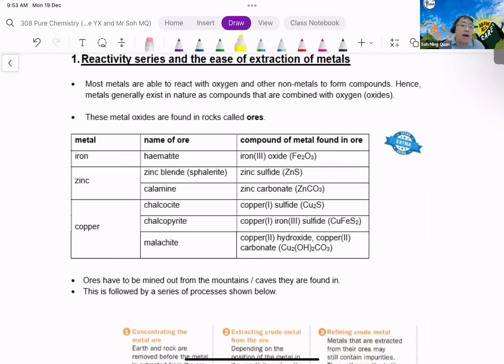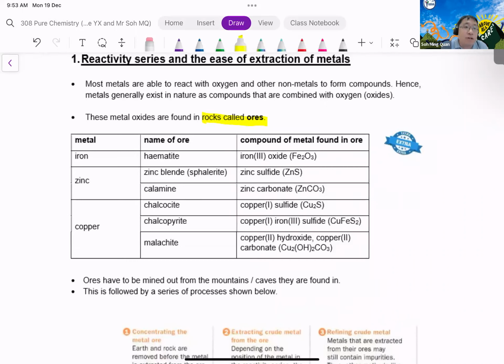So it is very unlikely that the metal exists as an element on its own. Most of the time, the metal would have reacted with oxygen to form oxides. And where are these oxides found? Well, these oxides are found in nature, in rocks. And these rocks are called ores. O-R-E-S. So ores are rocks containing metals and metal compounds, of course.